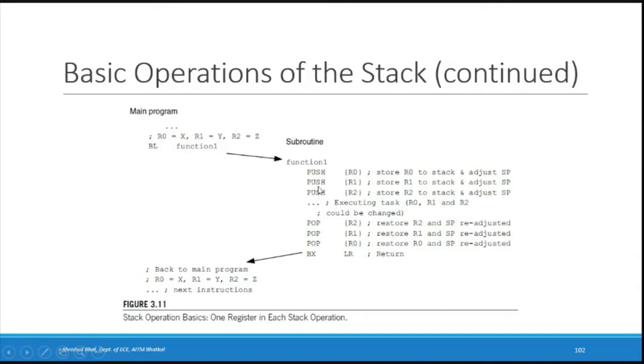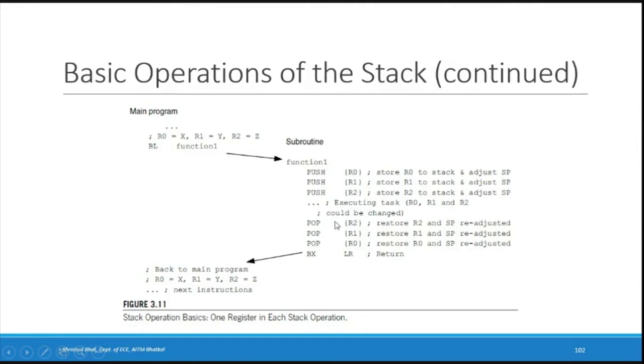Before you are in the function, you might be using some registers like R0, R1, R2, right? Since the values of the registers will change while you are executing the function, they have to be first pushed into the stack. That means you have to store them temporarily. So you can use push R0, push R1, push R2, then write some lines which will change the values of R0, R1, R2.